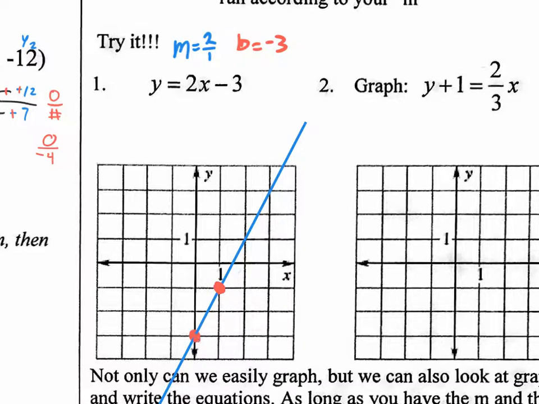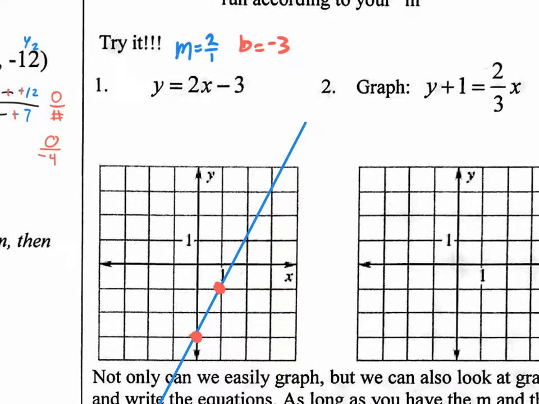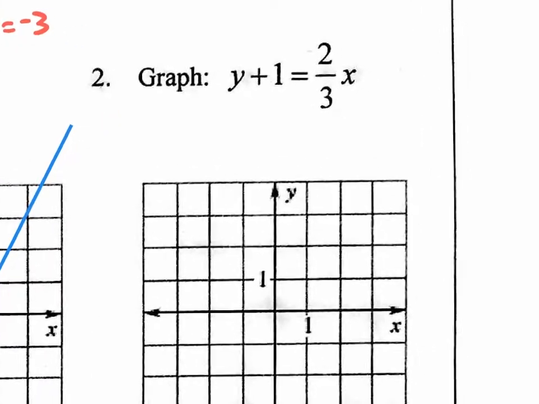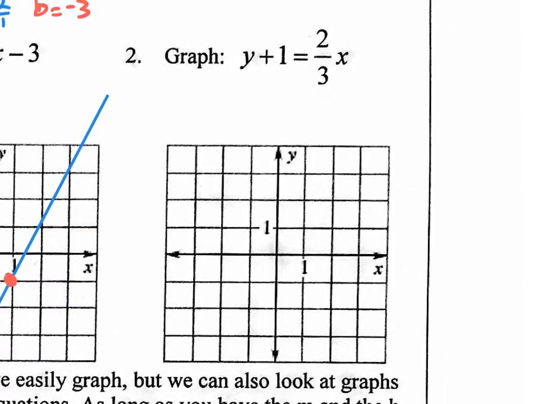That's my line. And if you wanted to extend the line, if you didn't have a ruler, keep using your slope, up 2 over 1, up 2 over 1. And you'll have that perfectly straight line. And that's how you graph. So let's try it on this next one. Let's graph y plus 1 equals 2/3 x. So first you want to make sure that it's in slope-intercept form, y by itself.